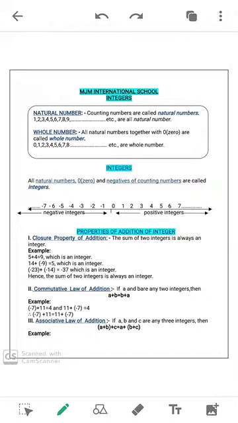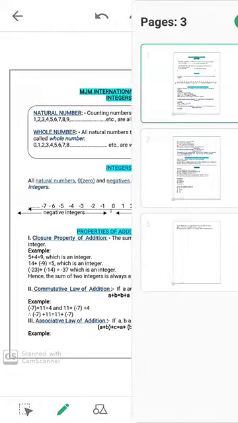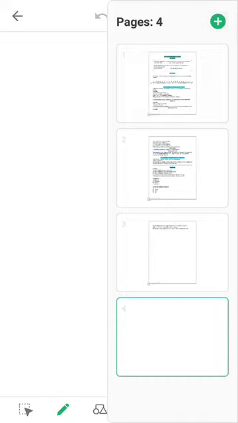Now, properties of addition of integers. For example, 5 plus 4 is equal to 9, which is an integer. 14 plus minus 9 is equal to 5, which is an integer. Minus 23 plus minus 14 is equal to minus 37, which is an integer. Hence, the sum of two integers is always an integer. We can take more examples like that.